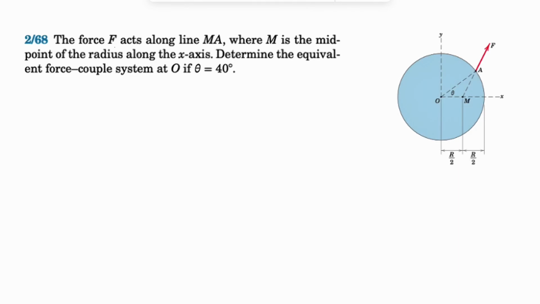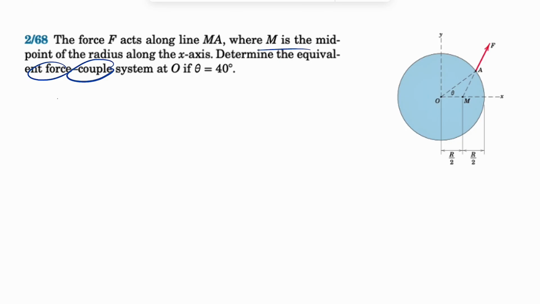Okay, so we're going to be solving another question from the second chapter of engineering mechanics. We have the force F that is acting along the line MA, and we know M is the midpoint of the radius along the x-axis. We need to determine the equivalent force-couple system at point O when the angle theta in the figure is 40 degrees. Meaning we need a force and a couple at the end of this question.